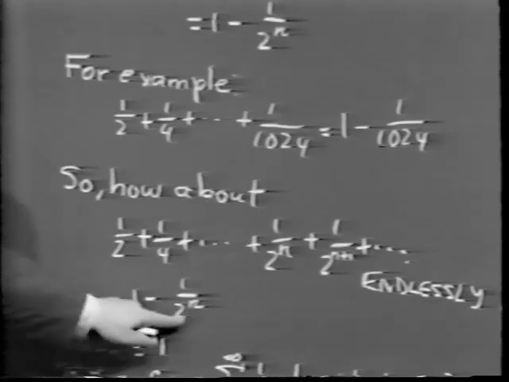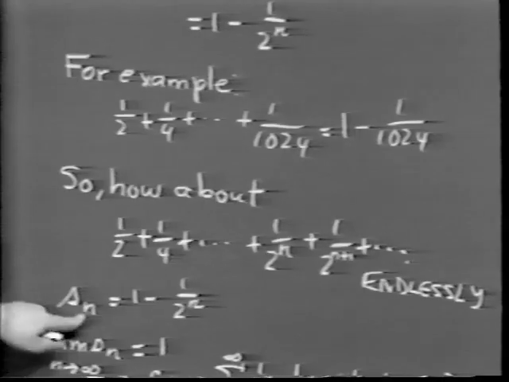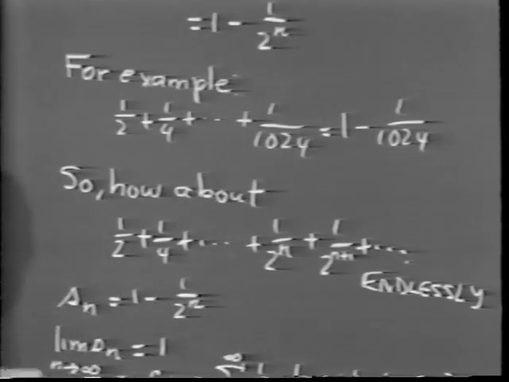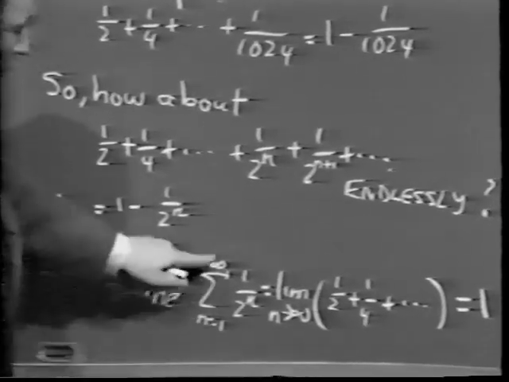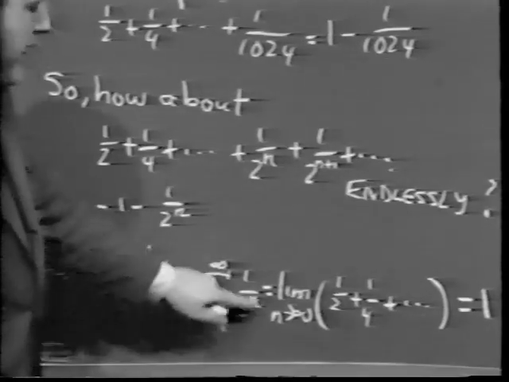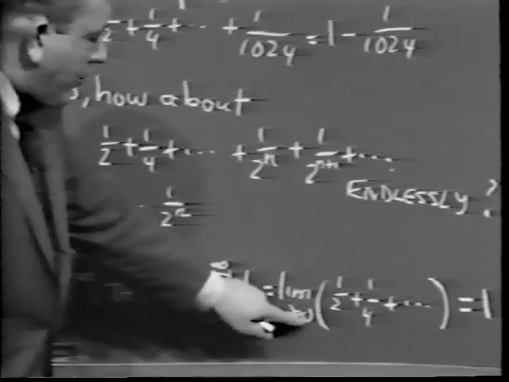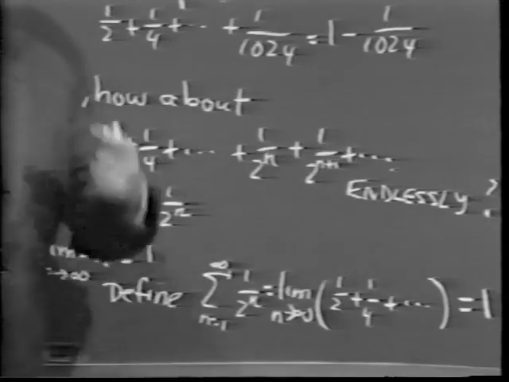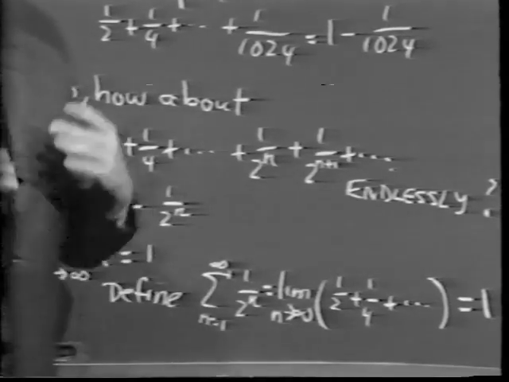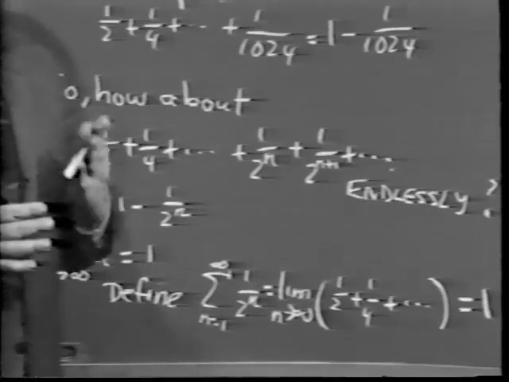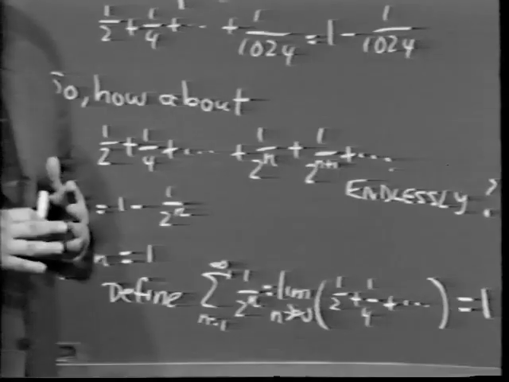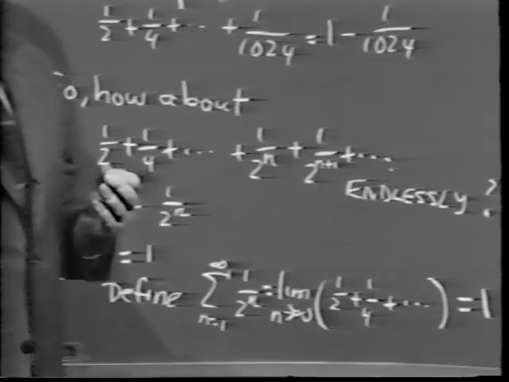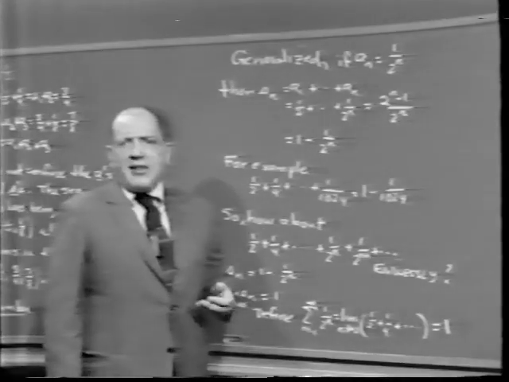In other words, in this particular case, notice that as n approaches infinity, 1 minus 1 over 2 to the n approaches 1. And we then define the infinite sum, meaning what? I write it this way, as sigma n goes from 1 to infinity, 1 over 2 to the n. It really means the limit as n goes to infinity of 1/2 plus 1/4 plus 1/8 plus 1/16, endlessly. That limit is 1, and we define that to be the sum. And again, I'm going to write that in greatly more detail in the notes, and also we'll have many exercises on this.